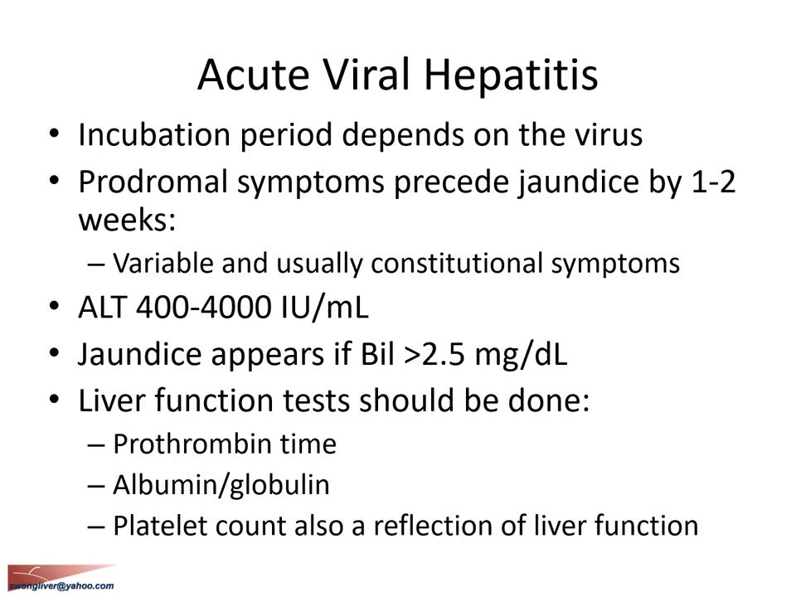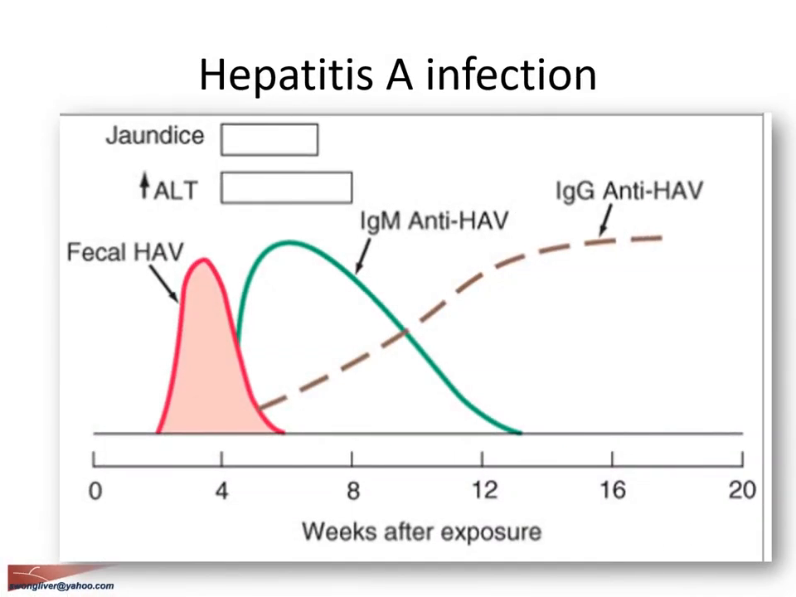But later on, in patients with chronic viral hepatitis, and maybe when you develop cirrhosis, you may develop hypersplenism, and then your platelet count can further decrease because of platelet sequestration. Okay? All right. So we move on to the first virus, and that is hepatitis A infection.